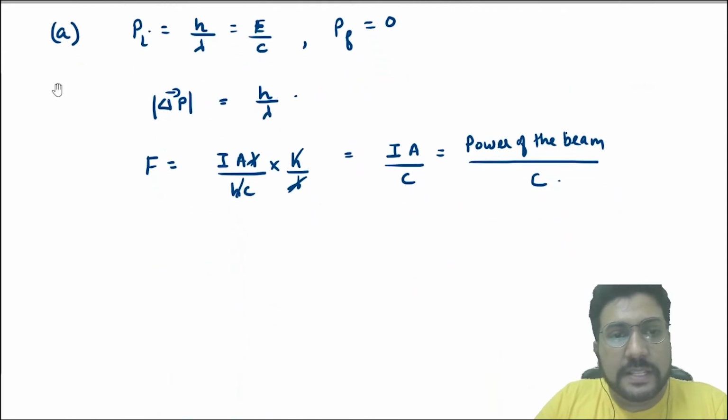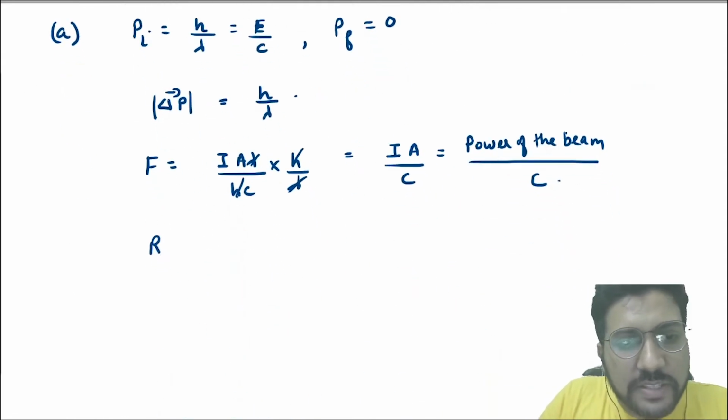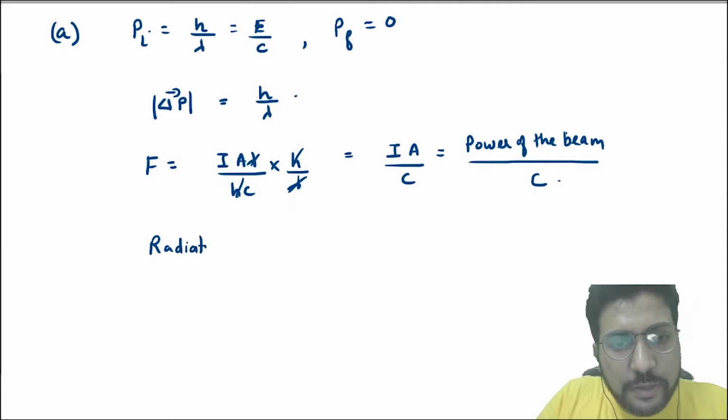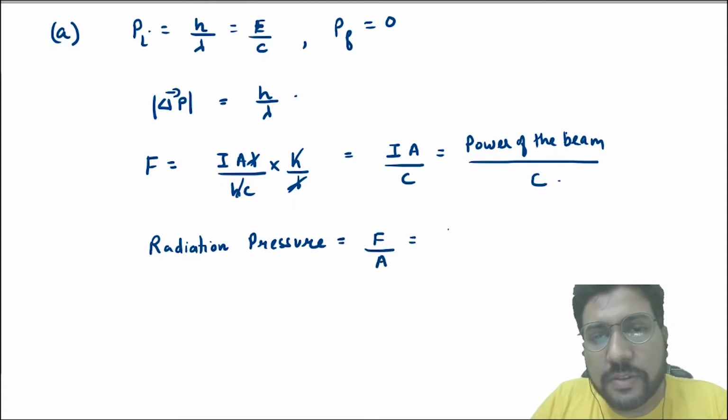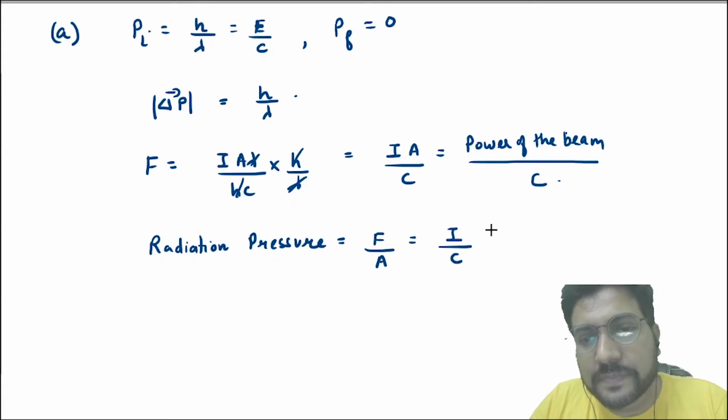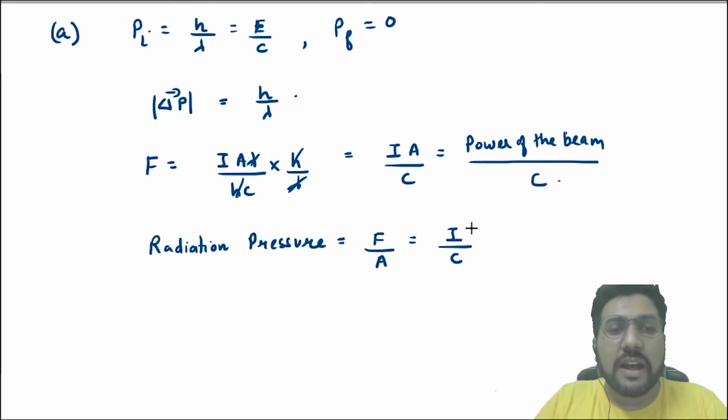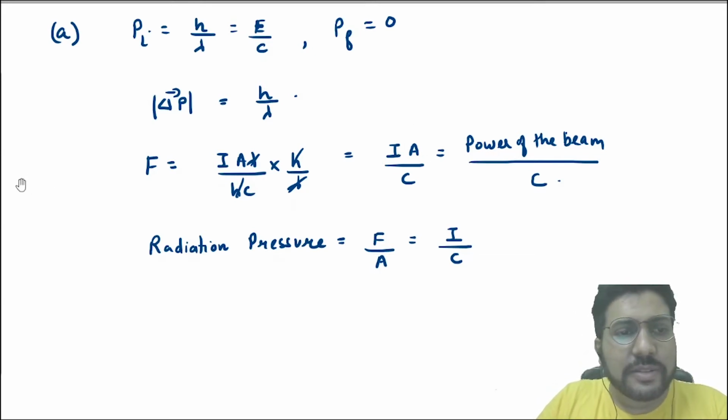Now this is the force. If they ask you what the radiation pressure is, the radiation pressure will be equal to F by A, and that will be equal to I by C. So this is the formula for the radiation pressure, and this is the formula for the force, IA by C.